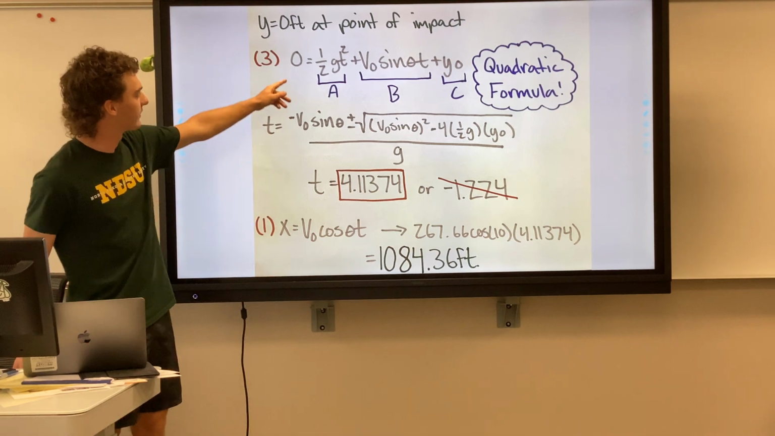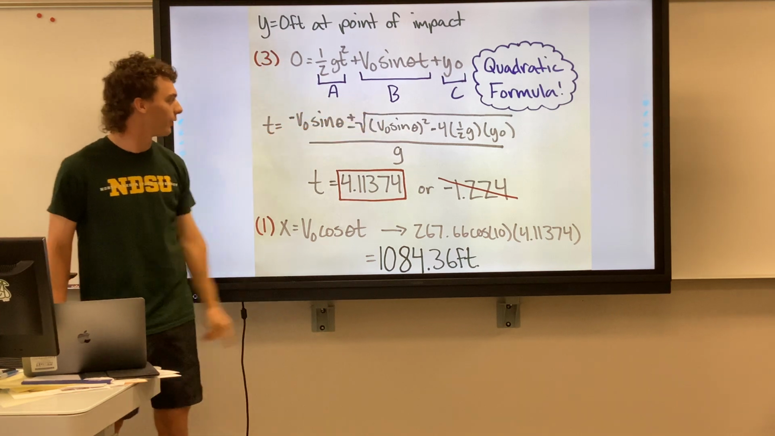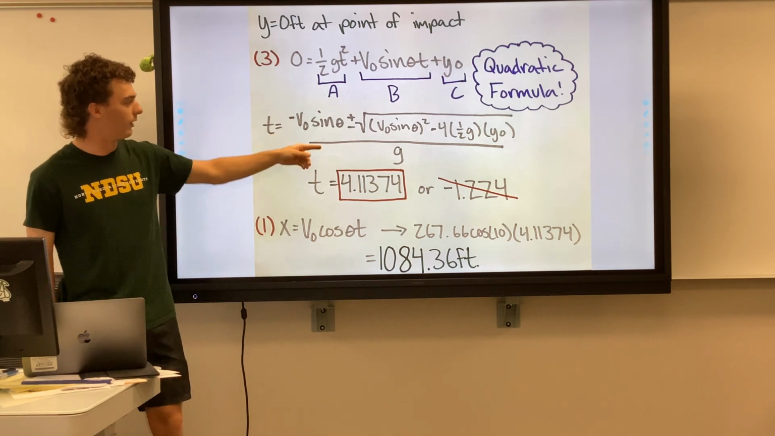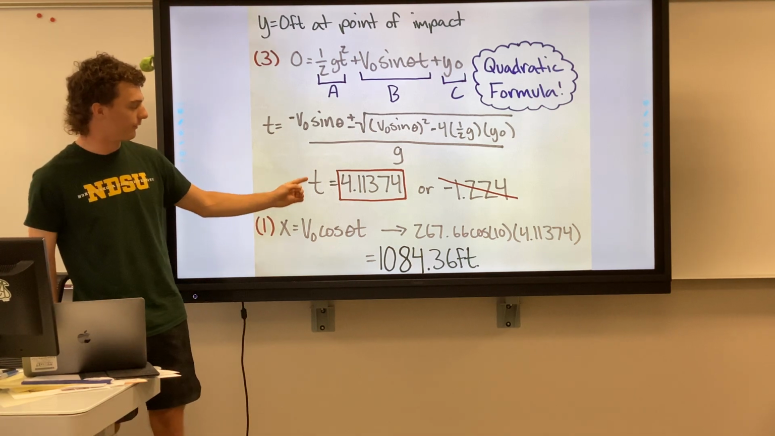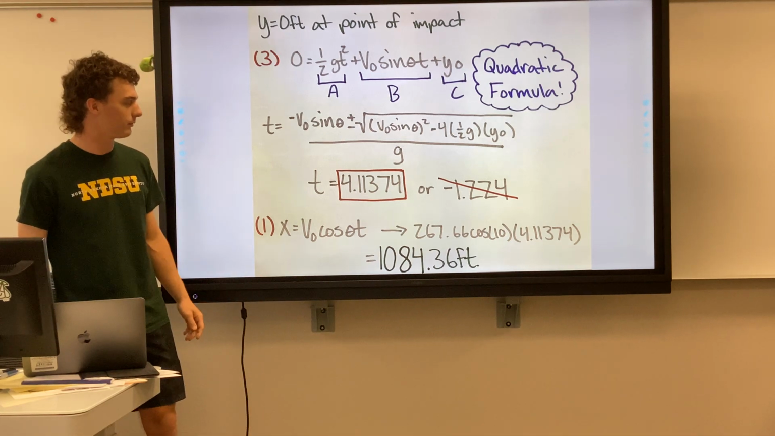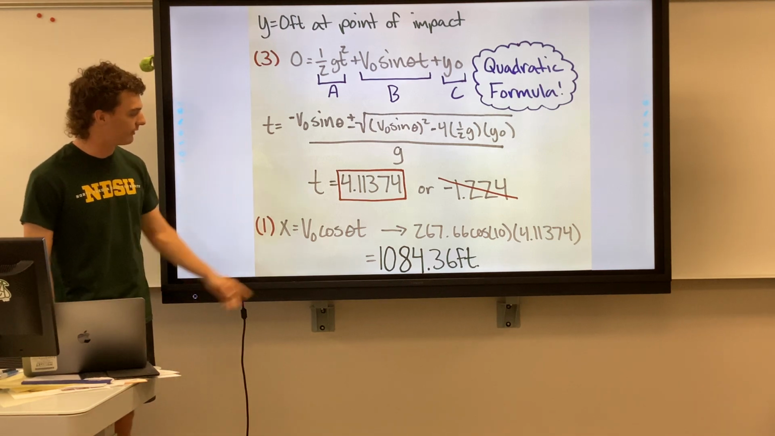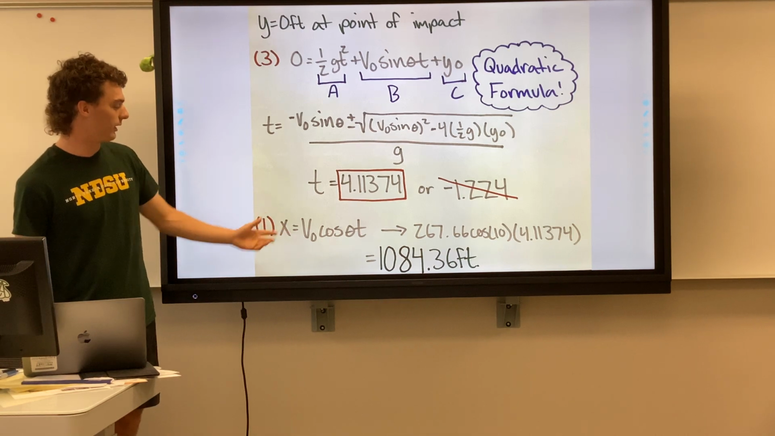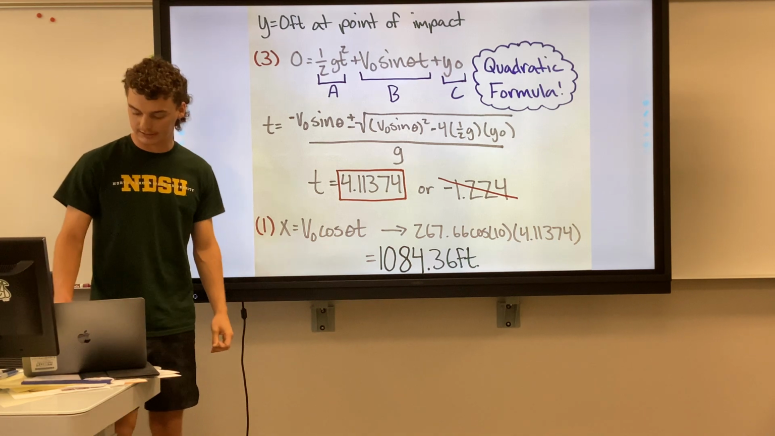By using equation 3 and breaking it into parts A, B, and C, we can use the quadratic formula and put it into something that looks more like this. Once you fill in all our knowns and put them into the quadratic formula, we get an answer of 4.113 or negative 1.22, but obviously you can't travel back in time. So the time that the car impacts the ground is at 4.11 seconds. Then when we put that into equation 1 with the other things that we already know, we find that he travels around 1,084.36 feet.